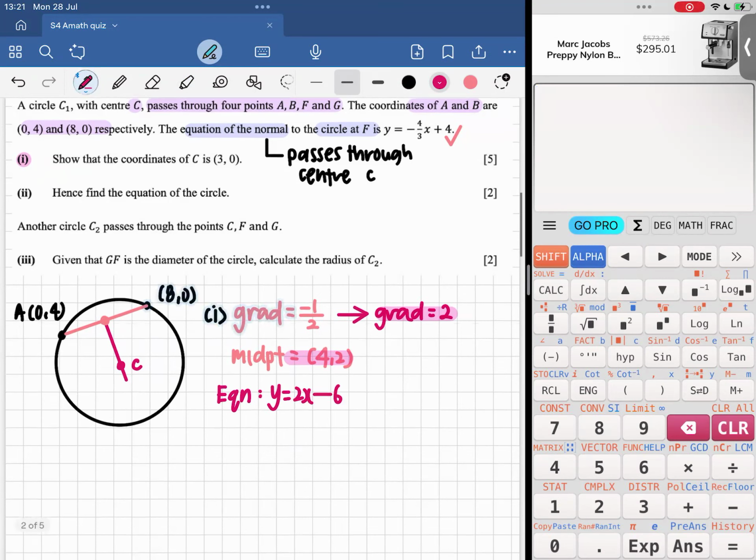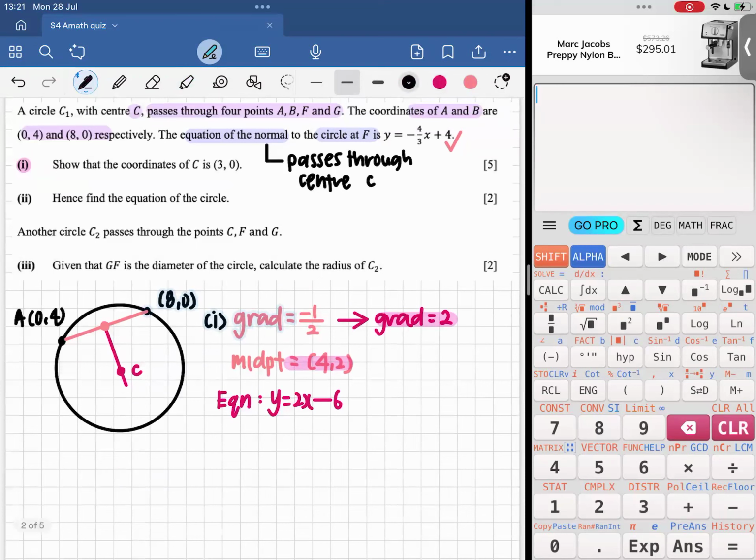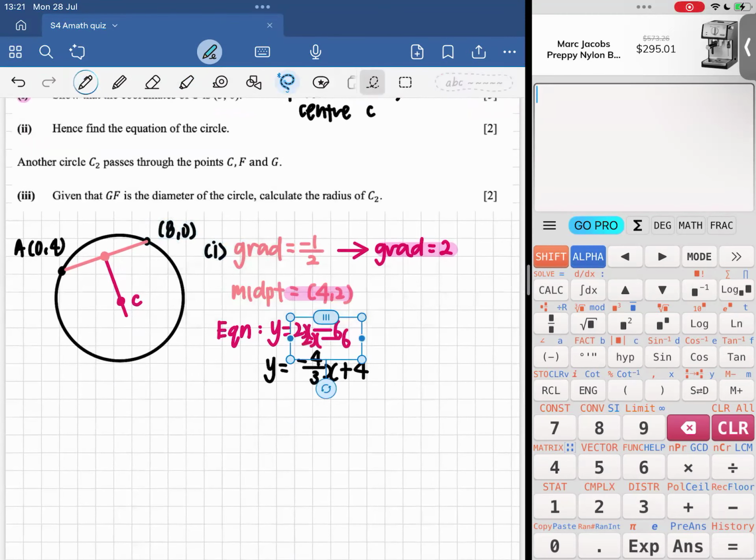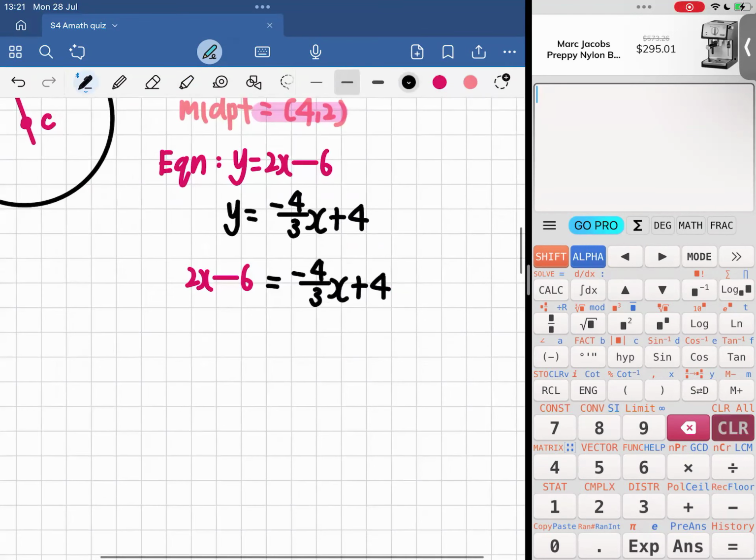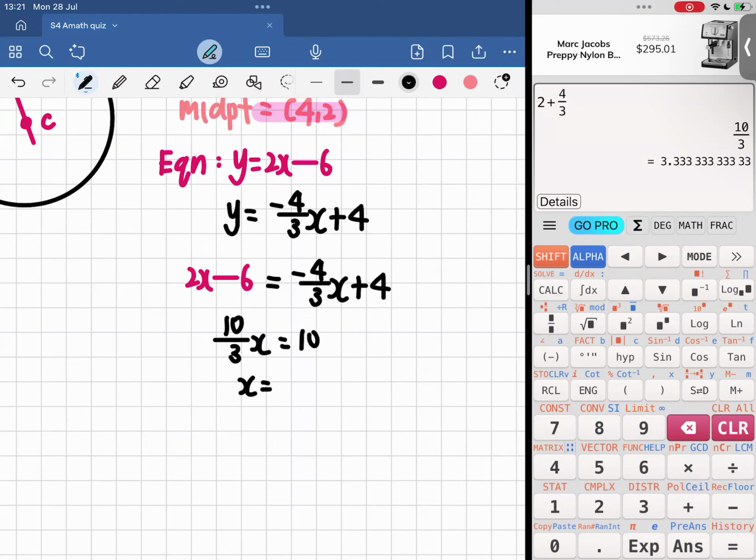Then from here, because this line passes through the center, what's another line that passes through the center? This one. Because they both pass through the center, you're going to do your simultaneous equations. Remember, I told you all, don't complicate matters, just combine them. Combine the x: 2 plus 4 over 3, that's 10 over 3 x. This side here is 10. So in this case, x will be 3. Then find your y, just sub into any one of them. Then please put down the coordinate: C is (3, 0), and then shown.